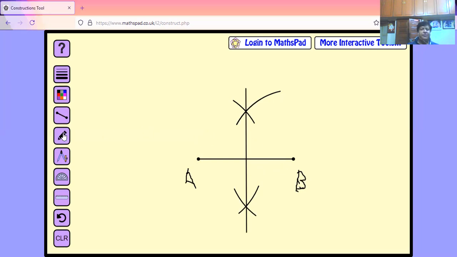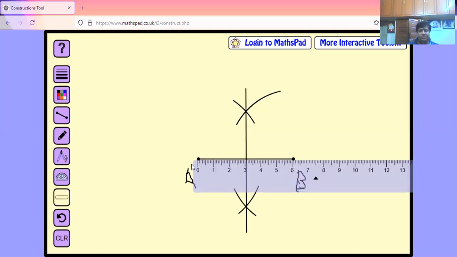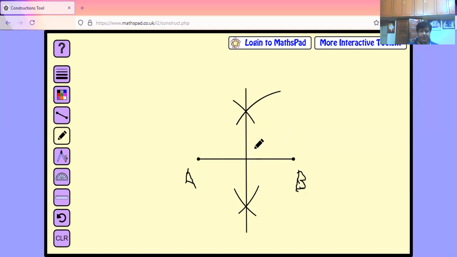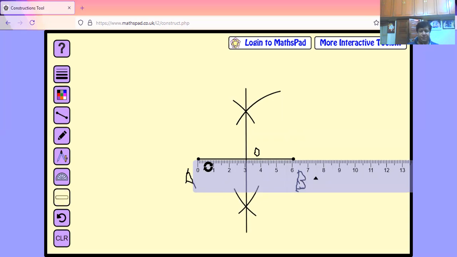If you observe clearly, if you take a scale and measure the distance, here I am giving a name to that point. The name is O. Now I am using a scale and measure the distance. If you observe, the distance from A to O is 3 centimeter and B to O is 3 centimeter. This is the perpendicular bisector.